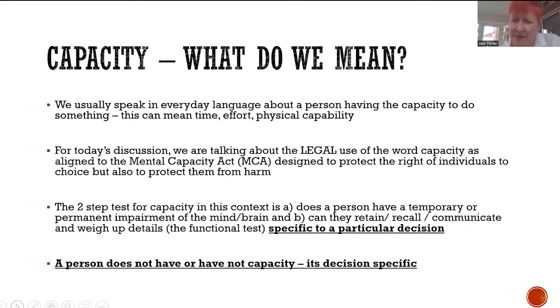And notice that I've underlined specific to a particular decision. This is really important because often you'll hear people that aren't familiar with the Act saying, well, they have capacity or they don't have capacity. And what I would do is encourage you to say, in what decision? So in other words, a person does not just have or have not capacity, it's decision specific.